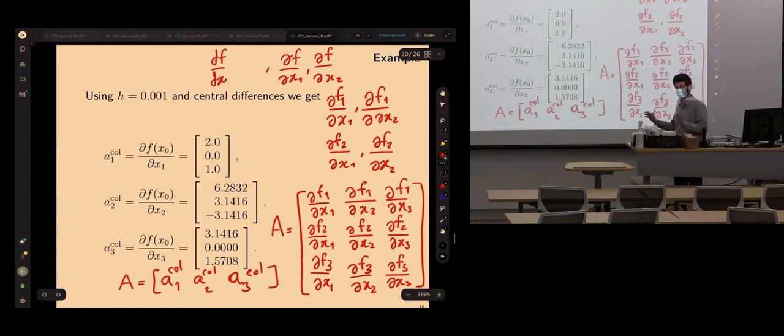Now, next thing is I want to write the linear approximation of my function. As you know, it will be your function evaluated at the point that we are operating at, plus the Jacobian times x minus x0. Now, what's the only variable in this linear approximation?